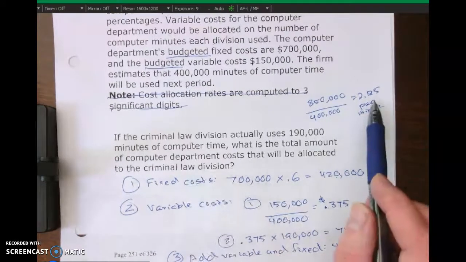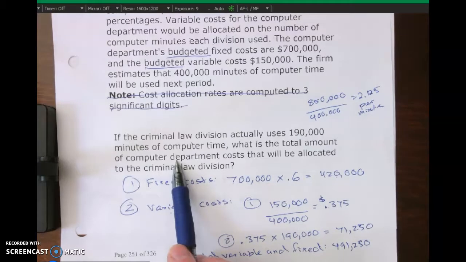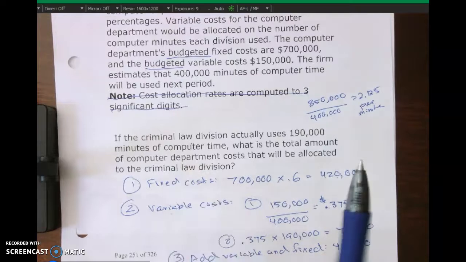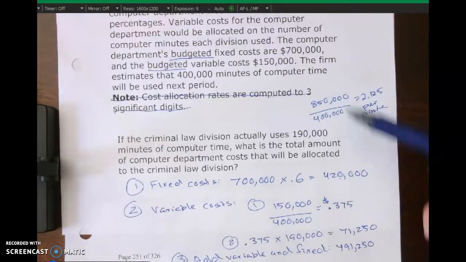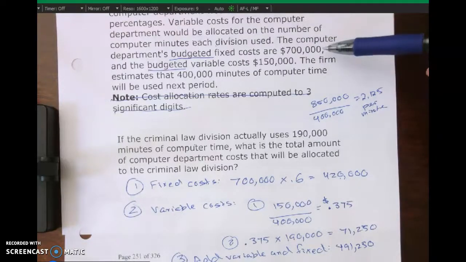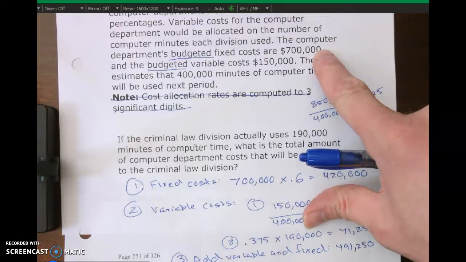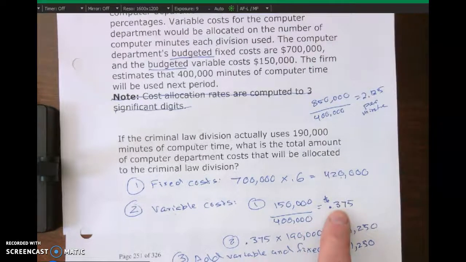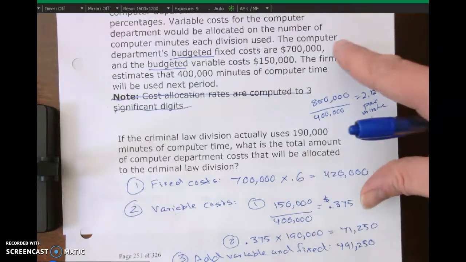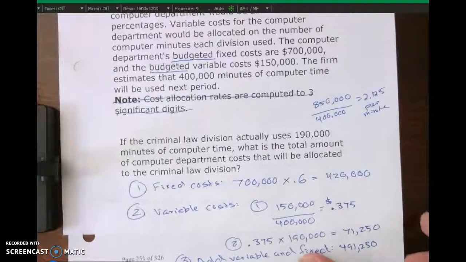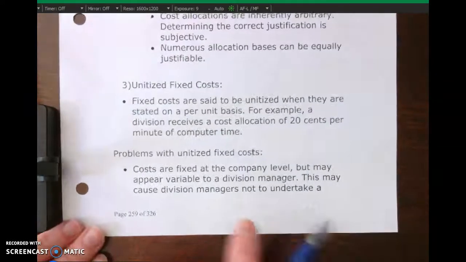But if I put it on a unit basis, in this case a computer minute unit, it appears variable to the person receiving the cost, and then as a result, they may not want to take on certain projects that could be profitable for the entire company, because if they take on this project for the entire company, this $700,000 in total won't change. It just changes their share. So they may not want to take it on because it's not profitable for their division, but it could be profitable for the entire company.